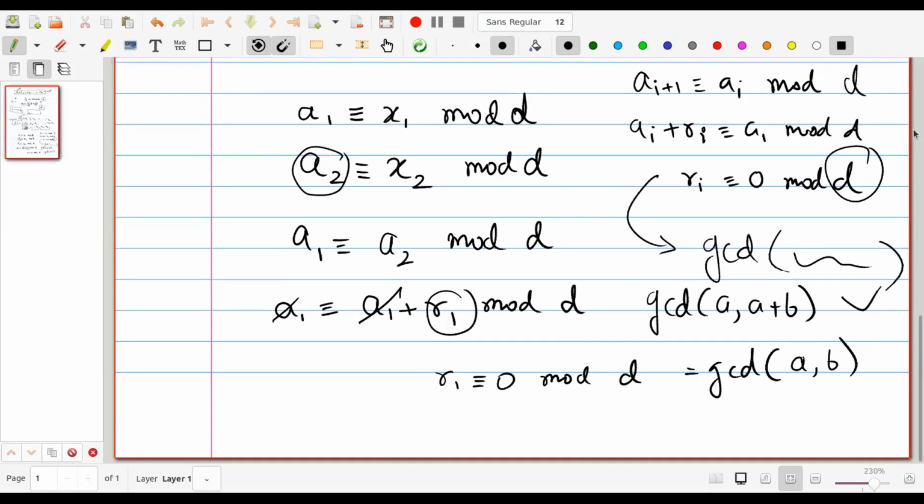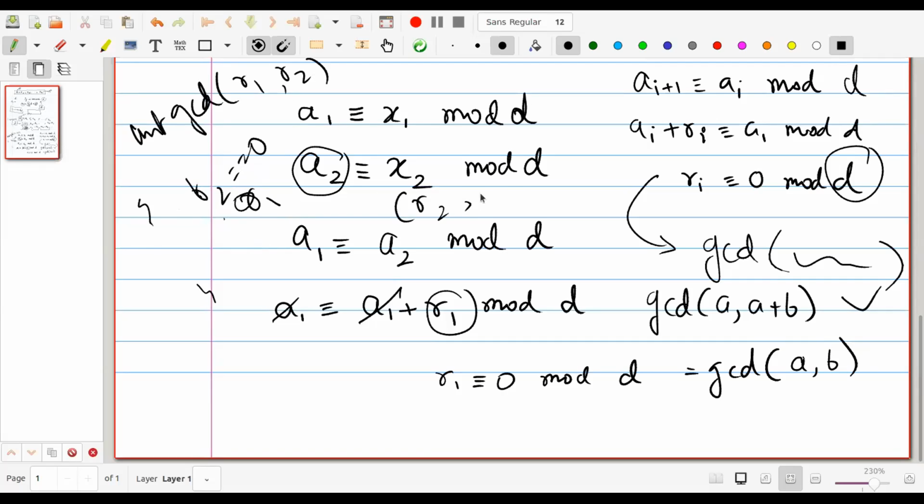So you can just use a simple code for this. For the GCD, you can take R1 comma R2, and you can just figure out the GCD. If R2 is equal to 0, you will return R1. Otherwise you will do GCD of R2 comma R1 mod R2. Yeah, so this is all you have to do, and you solve this problem.